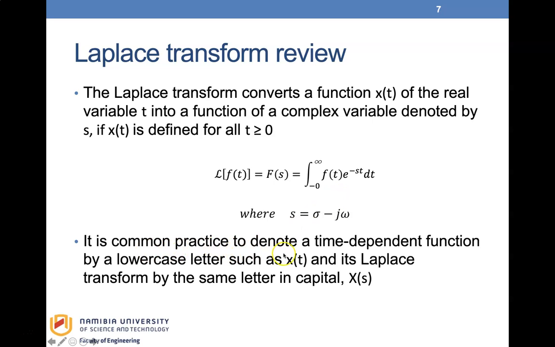It is common practice to denote a time-dependent function by a lowercase letter such as x of t, so x is lowercase, and then its Laplace transform by the same letter but in capital, so you see X of s. And that's why even in this equation, when we are expressing the function with respect to time, we use the small letter f. When we express the function in terms of the complex variable s, we represent it using the capital F. However, note that your s is still in lowercase and it must remain in lowercase.